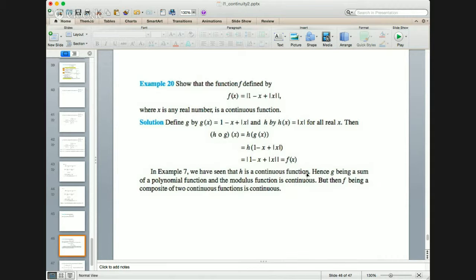and therefore it becomes mod of 1 minus x plus mod x, which is f of x. So they say that in an earlier example and otherwise also, modulus or absolute functions are all continuous functions. g, being the sum of a polynomial and a modulus function, is continuous. But then f, being a composite of two continuous functions, is continuous. So they have taken the help of these little results which I had shown and listed earlier: sum and difference of continuous functions, polynomial functions, modulus functions are continuous, and composition of two continuous functions is also continuous.